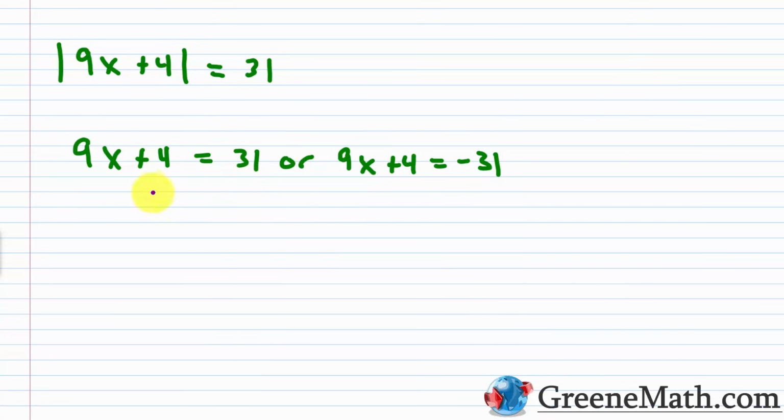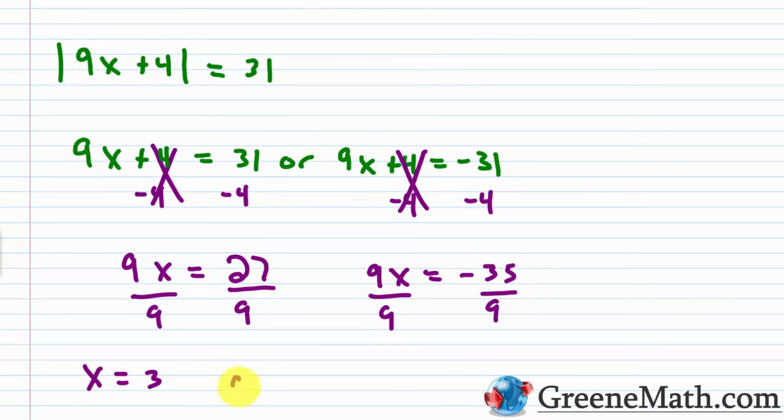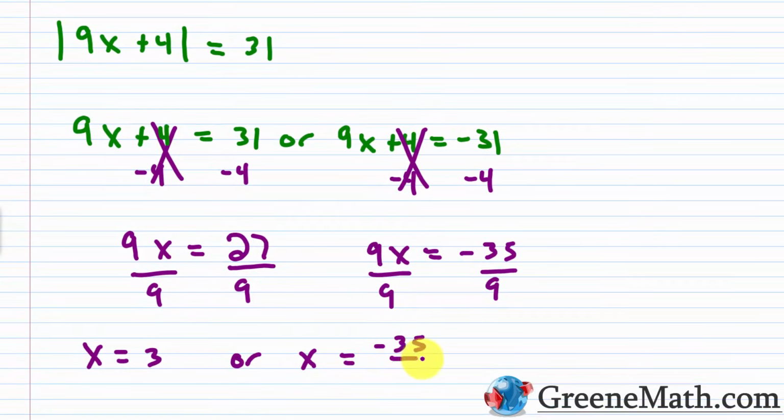So for the one on the left, I'm going to subtract 4 away from each side of the equation. This is going to cancel. I'm going to have that 9x is equal to 31 minus 4, which is 27. Okay, so if I divide both sides of the equation by 9, I get one solution, and that's that x is equal to 3. Okay, so that's one solution. Over here, if I subtract 4 away from each side of the equation, this cancels. I'm going to get that 9x is equal to negative 31 minus 4, which is negative 35. Again, I'm going to finish this up by dividing both sides by 9. And I'm going to find that x could also be equal to negative 35 ninths, okay?